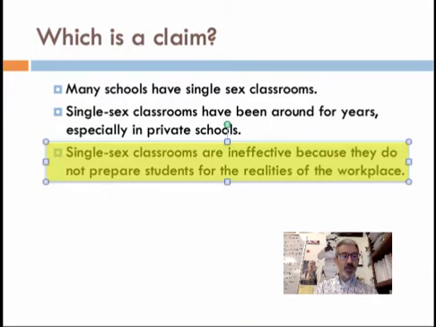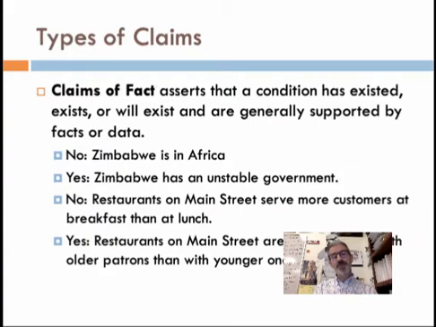Okay, so I want to go on to the different types of claims. There are 3 that we're going to focus on this trimester. The first one is called a claim of fact, and a claim of fact asserts that a condition has existed, it exists, or it will exist, and they are generally supported by facts or data. So Zimbabwe is in Africa is not a claim of fact, it is just a fact. But if you say that Zimbabwe has an unstable government, this would be something that is arguable. I would bet that there are some people in Zimbabwe that say that our government is stable. People who that government is working for might say that sort of thing.